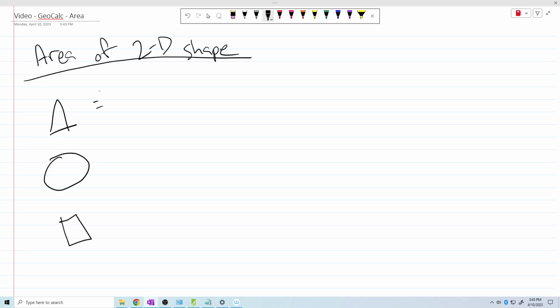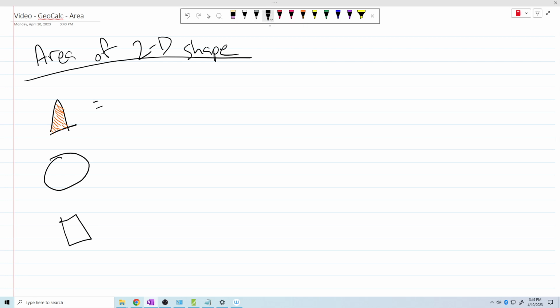Now, area is simply just the amount of space occupied by shapes, right? The space could be anything. It could be inches, it could be yards, it could be gallons, it could be a whole lot of different things, right? You'll use this a lot later on in your mathematical journeys. You'll use it a lot later on in life.